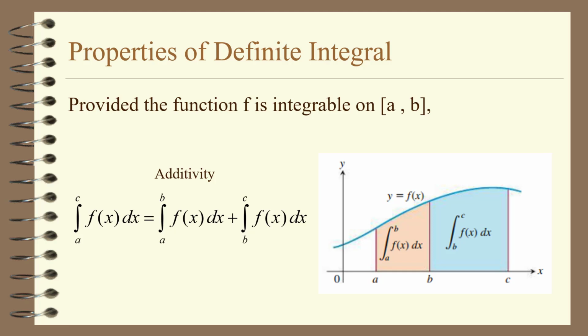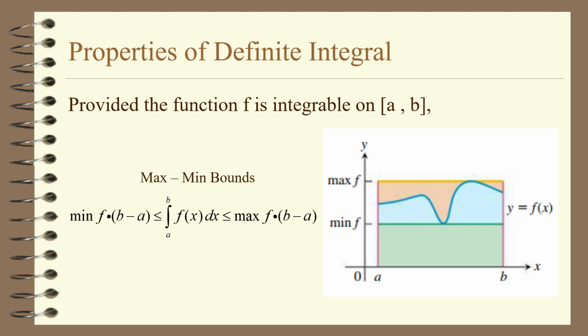Another property is called the additivity property. A good way to look at it is the sum of the parts is the whole. So in the picture, I've shaded in the area from a to b of f of x dx. I shade in the area from b to c of f of x dx. So then that's the total area. That would then be from a to c of f of x dx. So the picture suggests the truth.